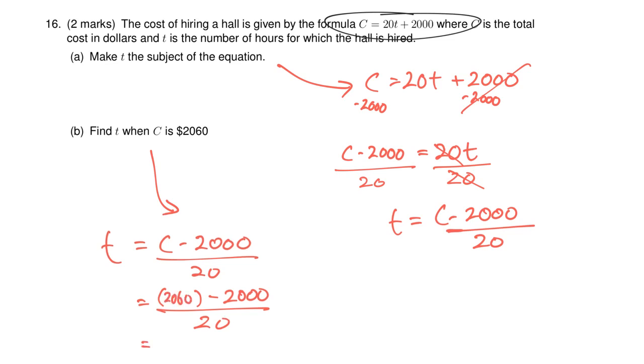And now I can simply calculate that in my calculator or in my head. I've got 2060 minus 2000 all over 20. That works out to be 60 over 20, which works out to be 3. So I could hire the hall for 3 hours. Let me see what the question said. So here, when c is 2060, t, or the time, in other words, the number of hours for which the hall is hired, would be 3. Okay.